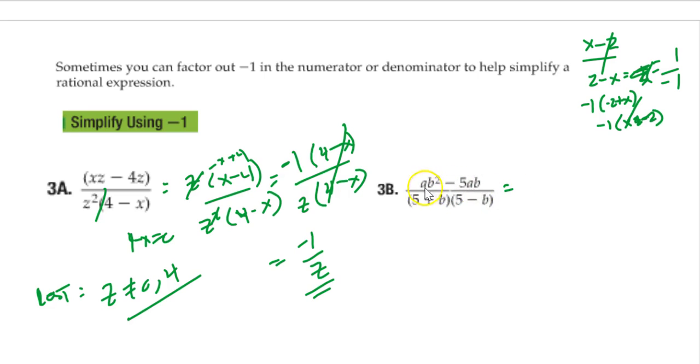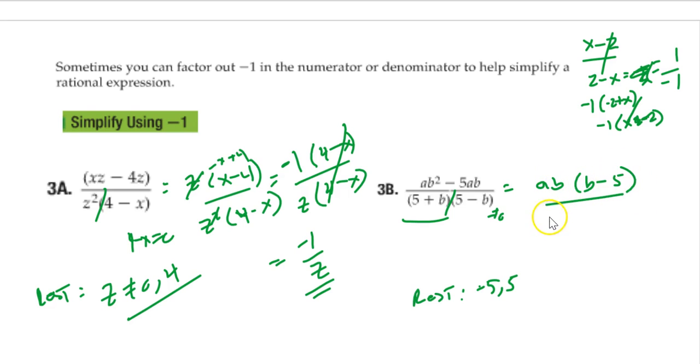Same thing here real quick. Notice I can factor the top. Well, first my restrictions. This is the bottom not equal to 0. So subtract 5, you can't be negative 5. Add 5, you can't be 5. Other than that, let's factor the top. These both have an a and a b in common. So you get that, over 5 plus b, 5 minus b.